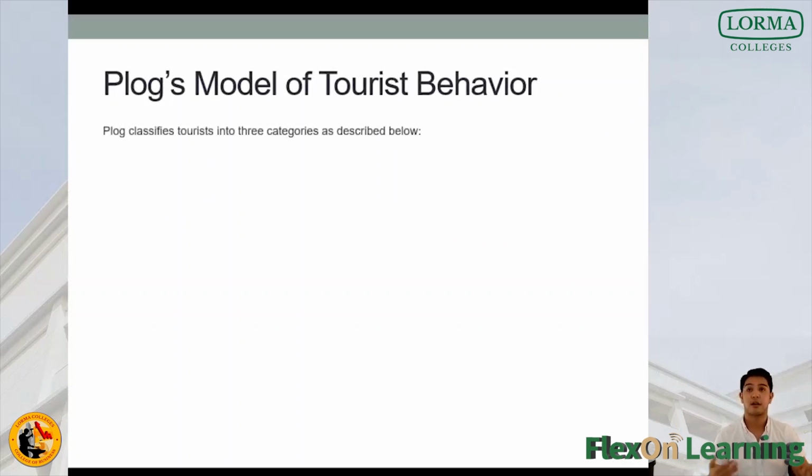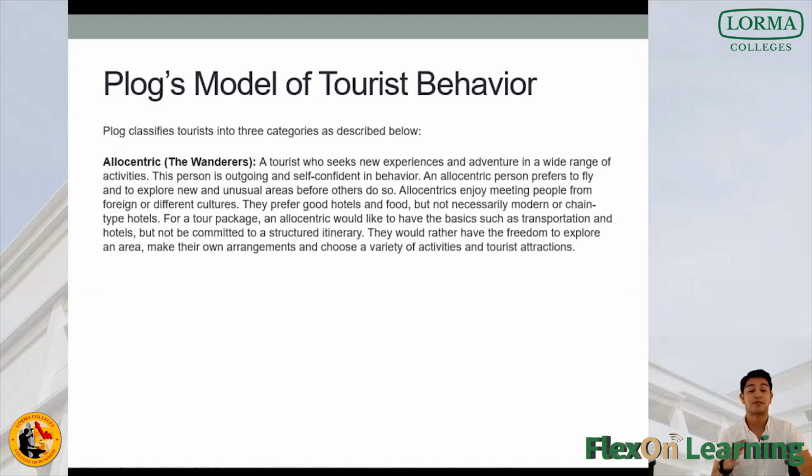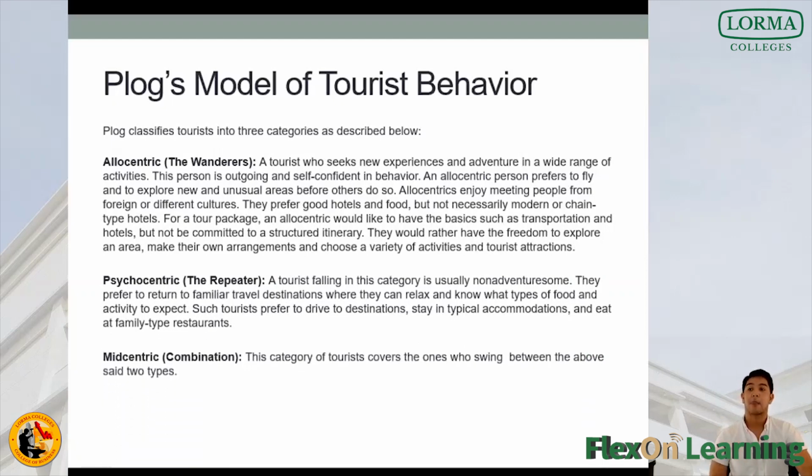The Plog's model of tourist behavior. Plog classifies tourists into 3 categories: allocentric, psychocentric and mid-centric. The allocentric or the wanderers. An allocentric is a tourist who seeks new experiences and adventures in a wide range of activities. This person is outgoing and self-confident in behavior. An allocentric person prefers to fly and to explore new and unusual areas before others do so. Allocentrics enjoy meeting people from foreign or different cultures.